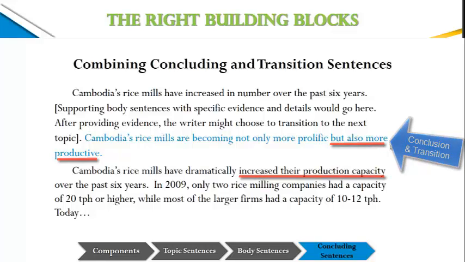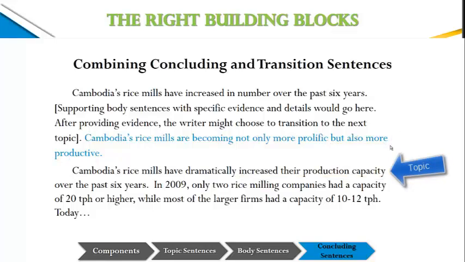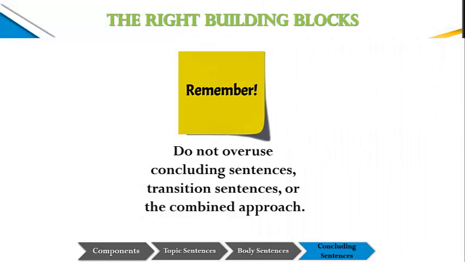And then the next paragraph does have its own topic sentence, which we saw before. Cambodia's rice mills have dramatically increased their production capacity, blah, blah, blah. And then move on to the data, details, and specifics that we saw before. So that's one approach. Of course, just like the individualized approach of using a concluding sentence by itself or a transition sentence by itself, you don't want to use this combined approach too often. You have to pick and choose what's most useful and helpful for the reader.